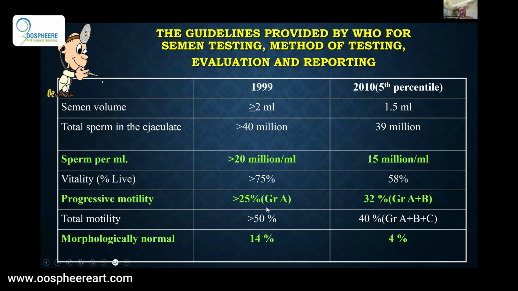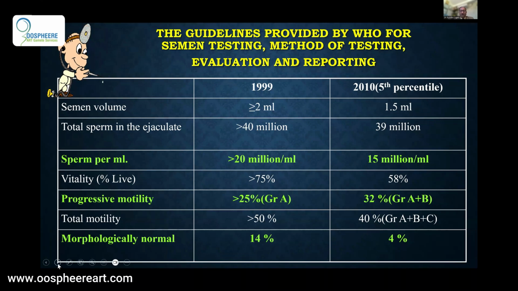Progressive motility: the 1999 manual insisted on grade 4 motility, which according to that manual should be more than 25%, which I personally follow in my practice. In the 2010 manual, grade 4 and grade 3 together has to be above 32%. Total motility is total motile sperms, that includes all grade 4, grade 3, grade 2. The previous manual said it has to be above 50%, the 2010 manual said it has to be above 40%. And morphologically normal looking sperm, the previous manual said 14% and now it is 4%.